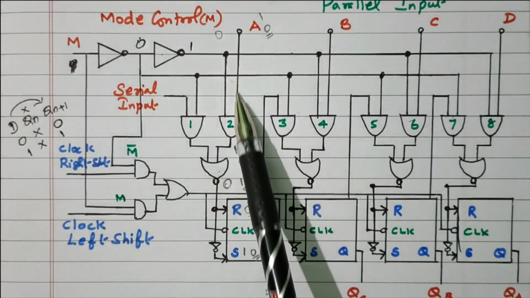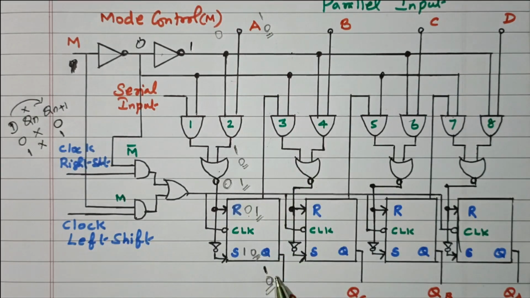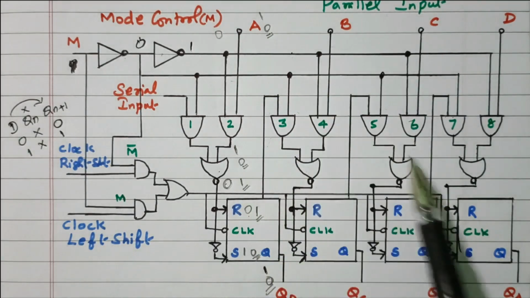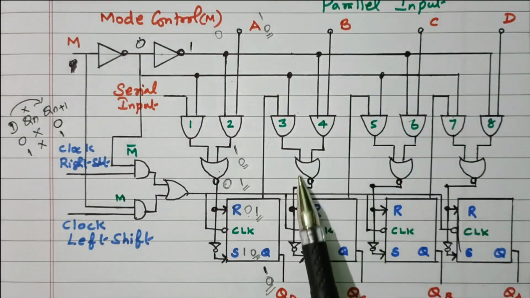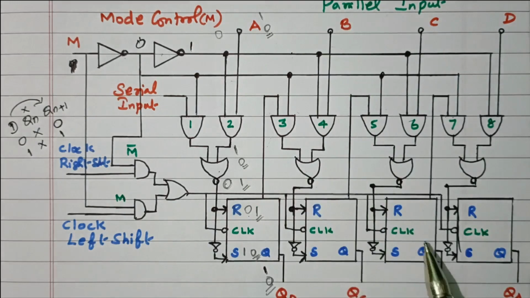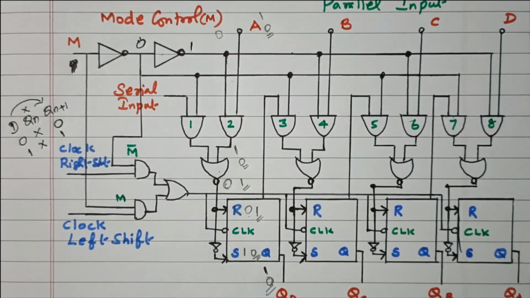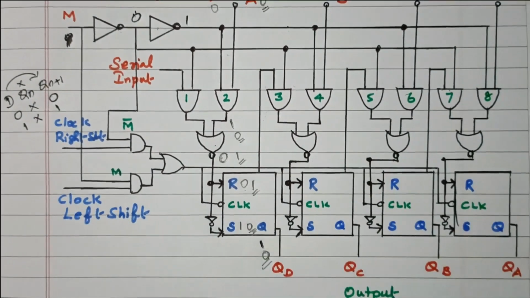So whatever data we entered here, that will be available at the output. This is applicable for all 4 flip-flops. A, B, C, D, 4 inputs are applied to the 4 flip-flops. The same thing will be available at the output as QA, QB, QC and QD.